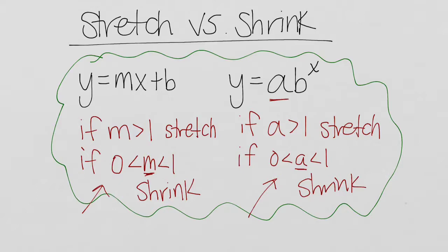And then if it's between 0 and 1, both of them, m or a, then you are going to be shrinking. And remember, things between 0 and 1 are fractions, like 1/2, 2/3. Now, don't just call it all fractions, because we have fractions like 6/5 that are actually more than 1. So we want fractions that are between 0 and 1. So numbers like this 6/5 would actually be a stretch.